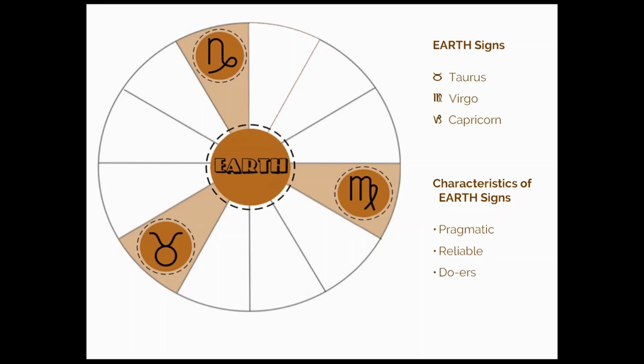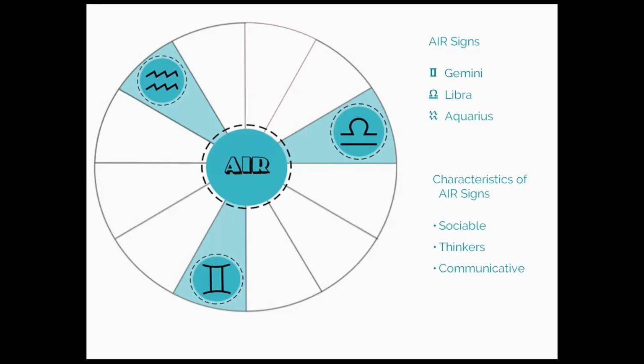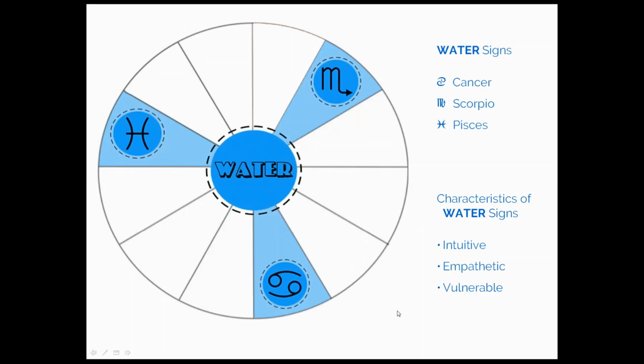I did that today. Air sign people, Gemini, Libra, and Aquarius. People with a lot of planets in these signs are very sociable, very communicative, and they are thinkers. Everything happens from the neck up with air sign people. And those born with a lot of planets in water signs, Cancer, Scorpio, Pisces, are intuitive, empathetic, and very vulnerable.